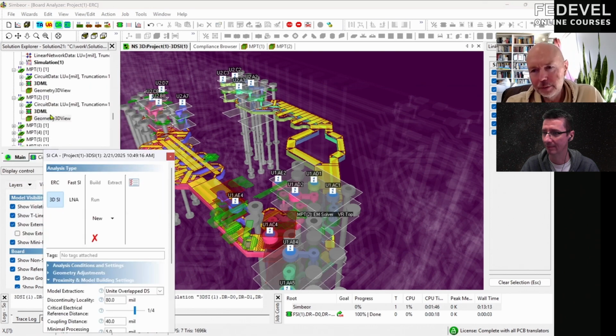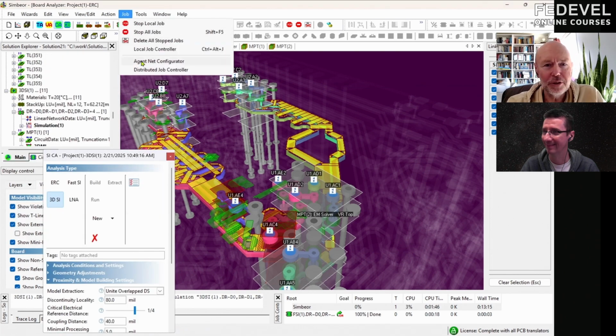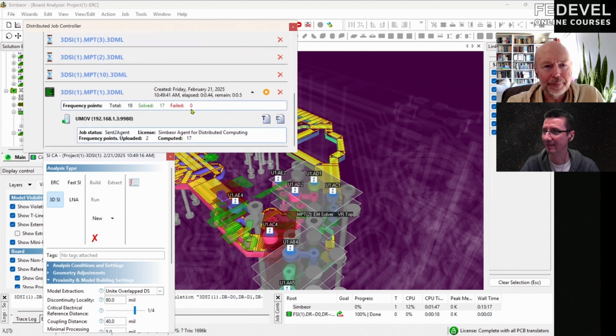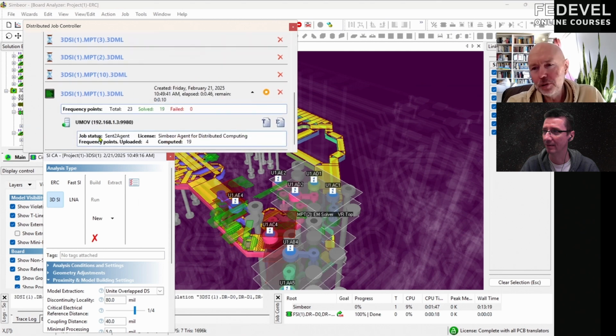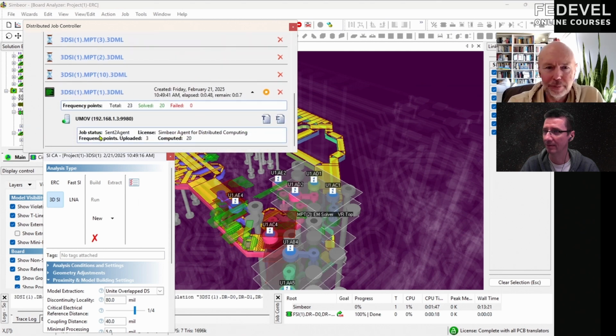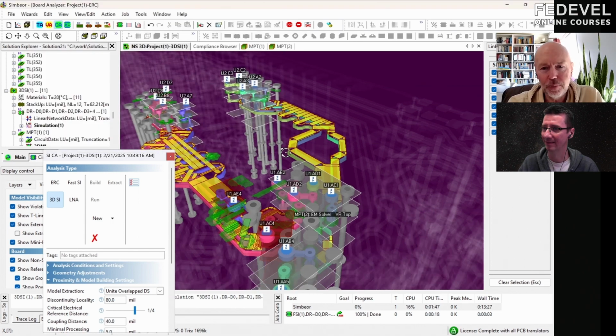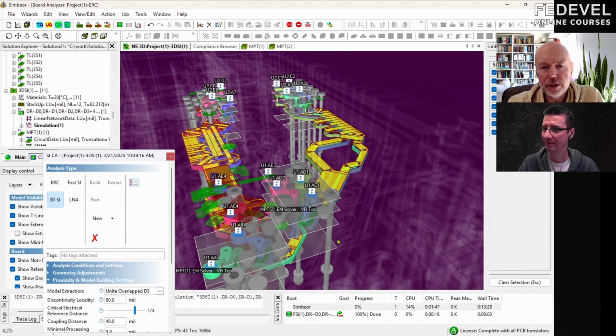I hit the run button. It's running actually, on my distributed computing on my desktop in the next room. So you can see it starts working on one discontinuity at a time. In a few minutes, it will finish with the coupling included. It's a decompositional electromagnetic analysis technology.